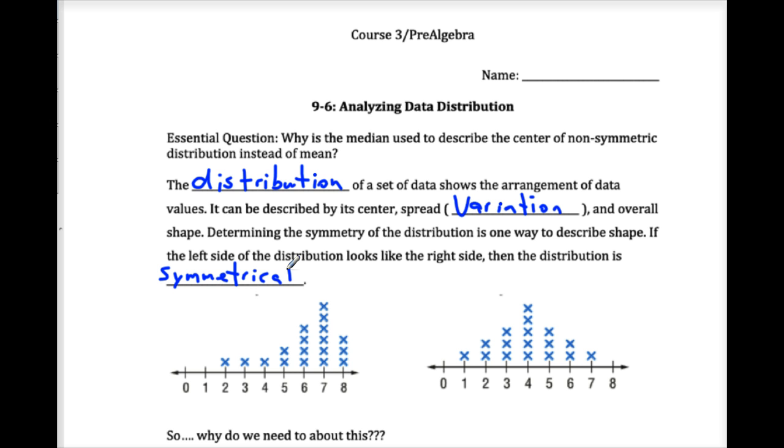Okay? Look at the two sets of data there. Which one is symmetrical? Left one or right one? Right. Why? Because it's like a pyramid. They call this the line of symmetry. And then you got the same thing on both sides. This is not symmetrical. Okay? It's skewed to the right.